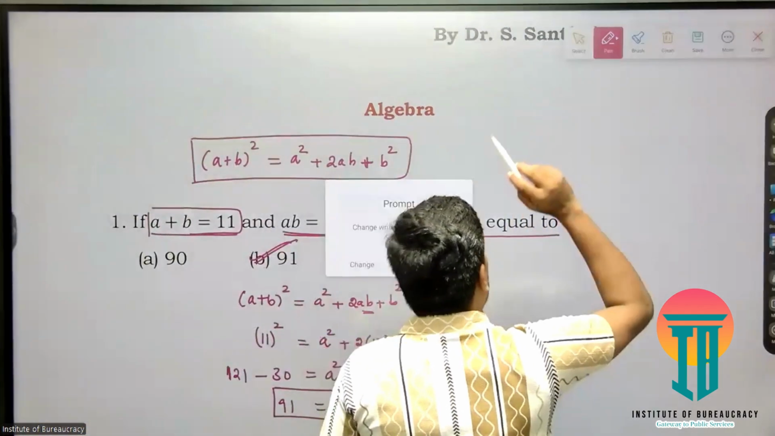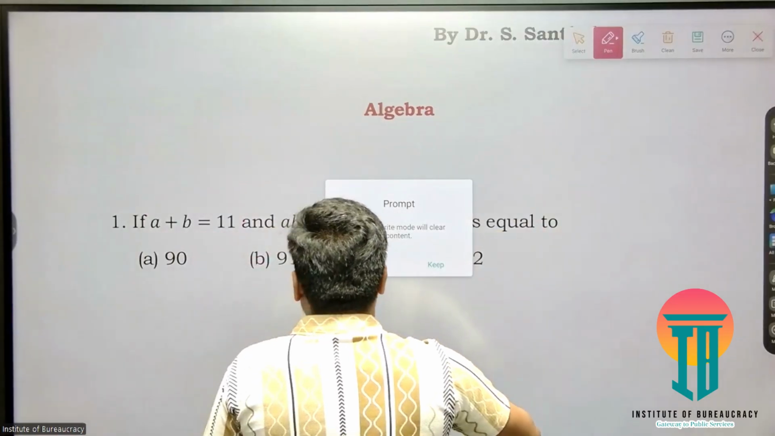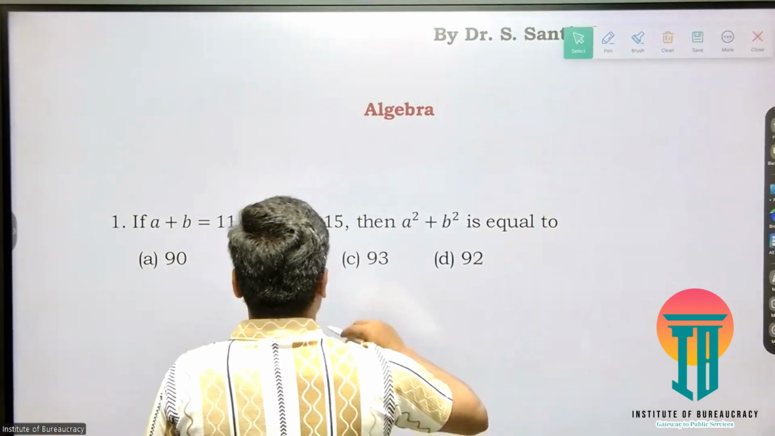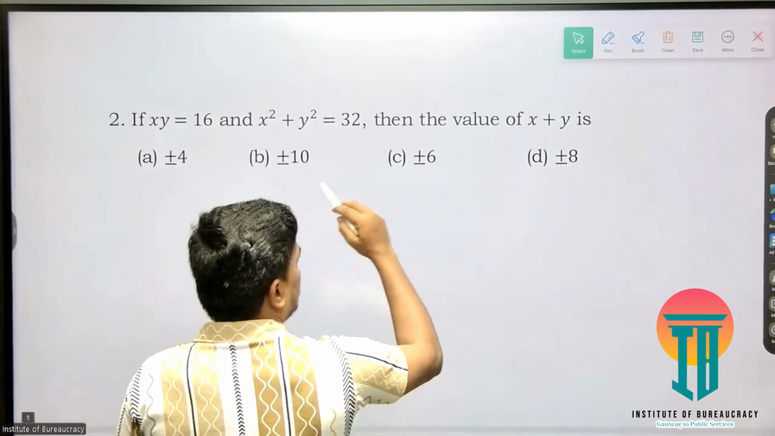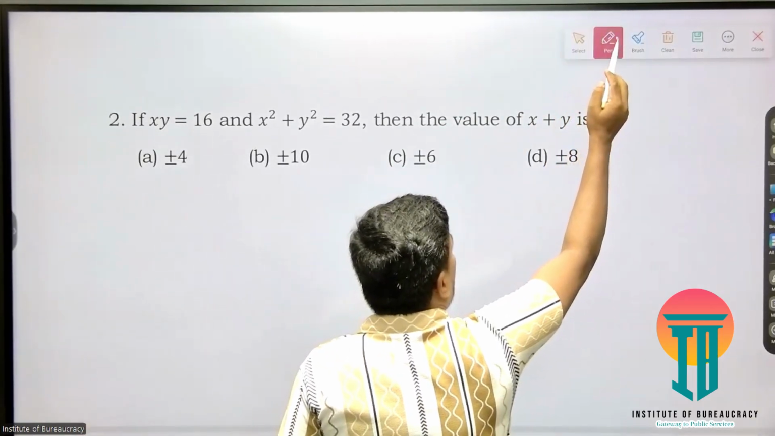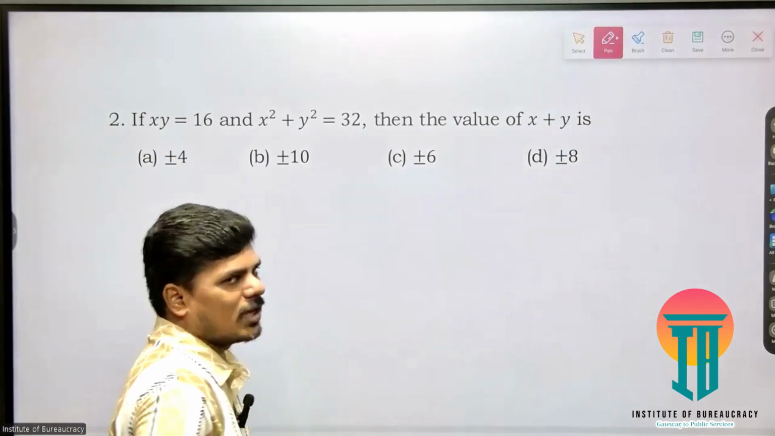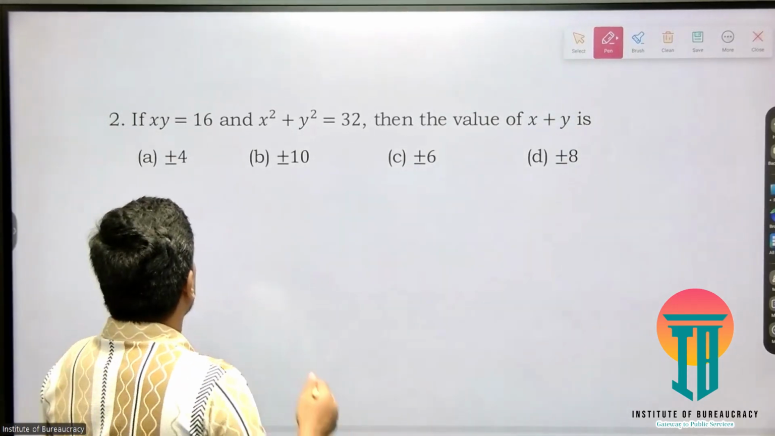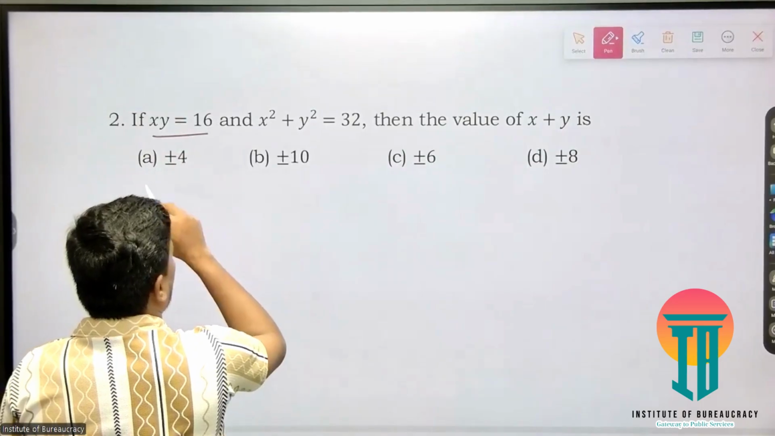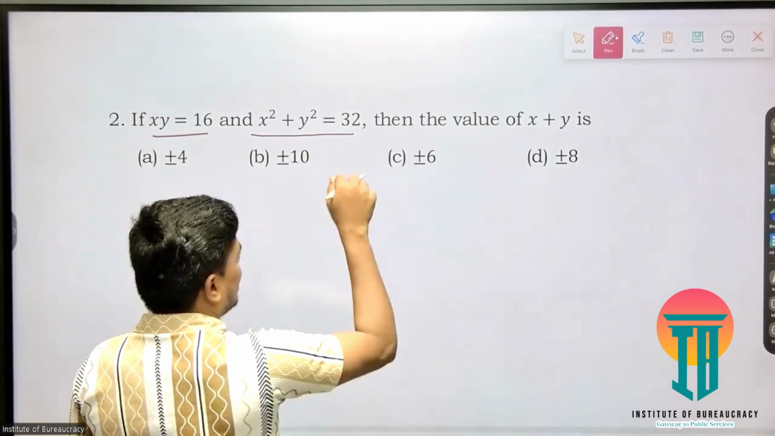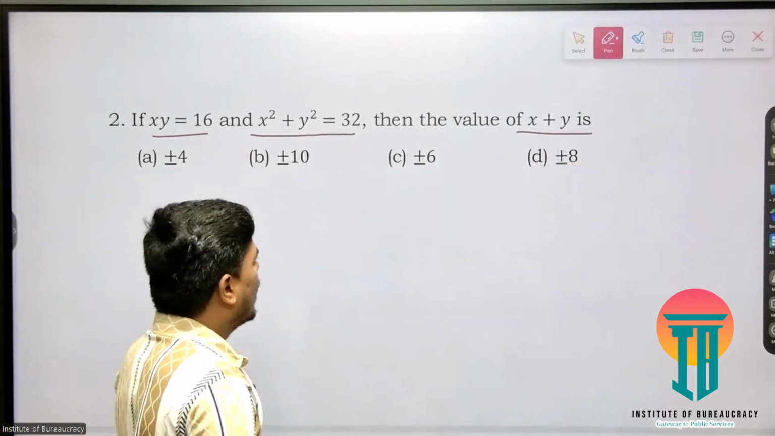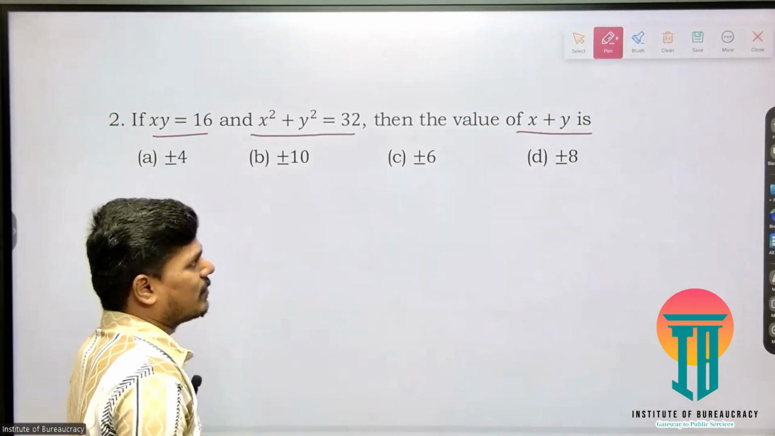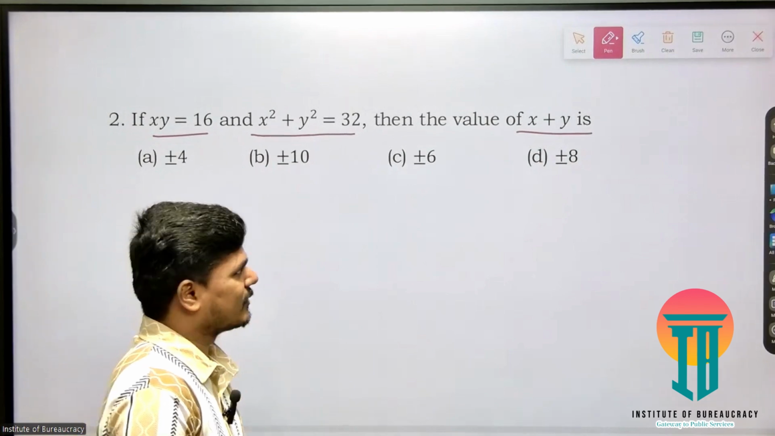Let's see one more problem. Now here in this question, they have used the alphabets x and y. They have given xy is 16, and x square plus y square is 32. They are asking what is x plus y. And look at the answer options, they have given plus or minus. That means we are going to take the square root of some number.